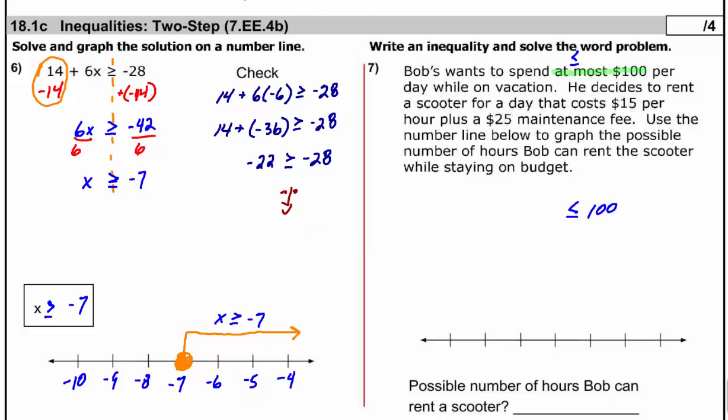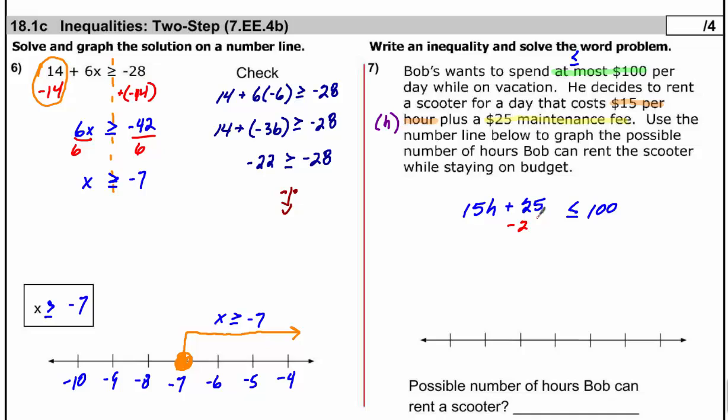He decides to rent a scooter that costs him $15 per hour. So I'm going to go ahead and use H as the number of hours. Plus he has to pay a $25 maintenance fee. So that's a one-time fee of $25. So here's what Bob knows. Bob knows he's paying $15 for each hour he has it, plus he's paying a $25 one-time maintenance fee.